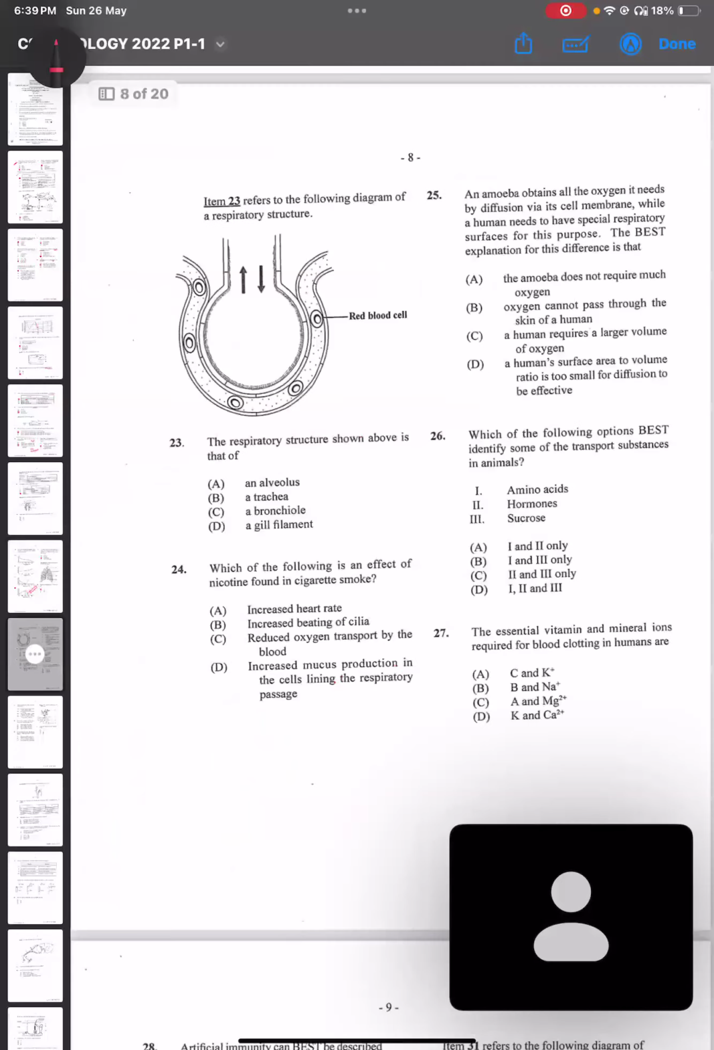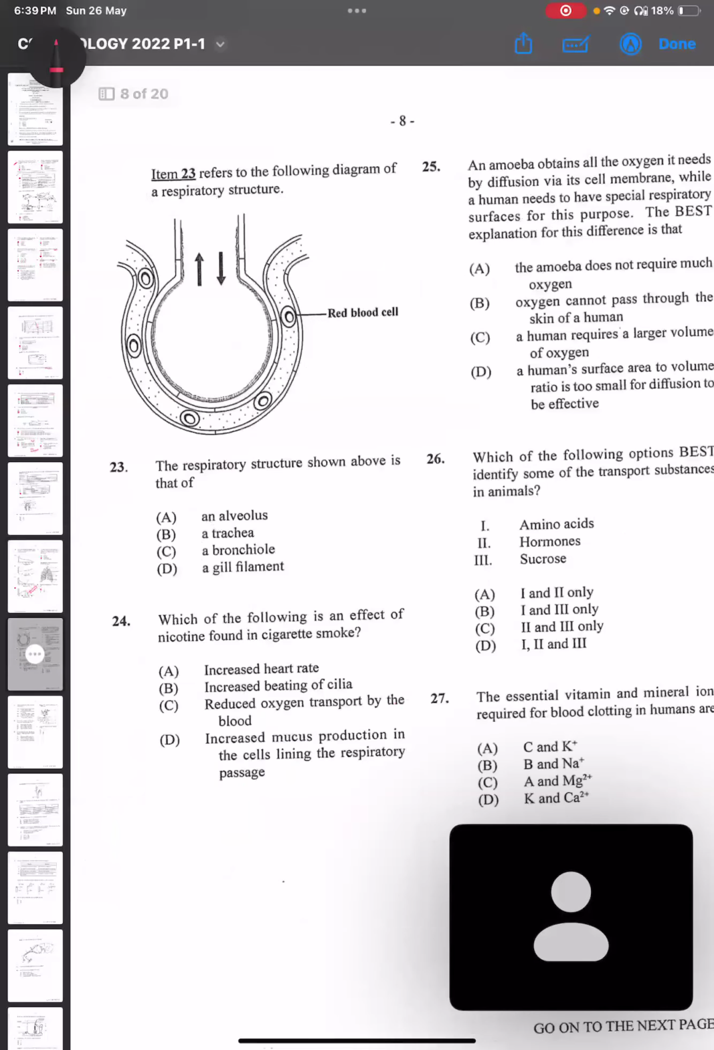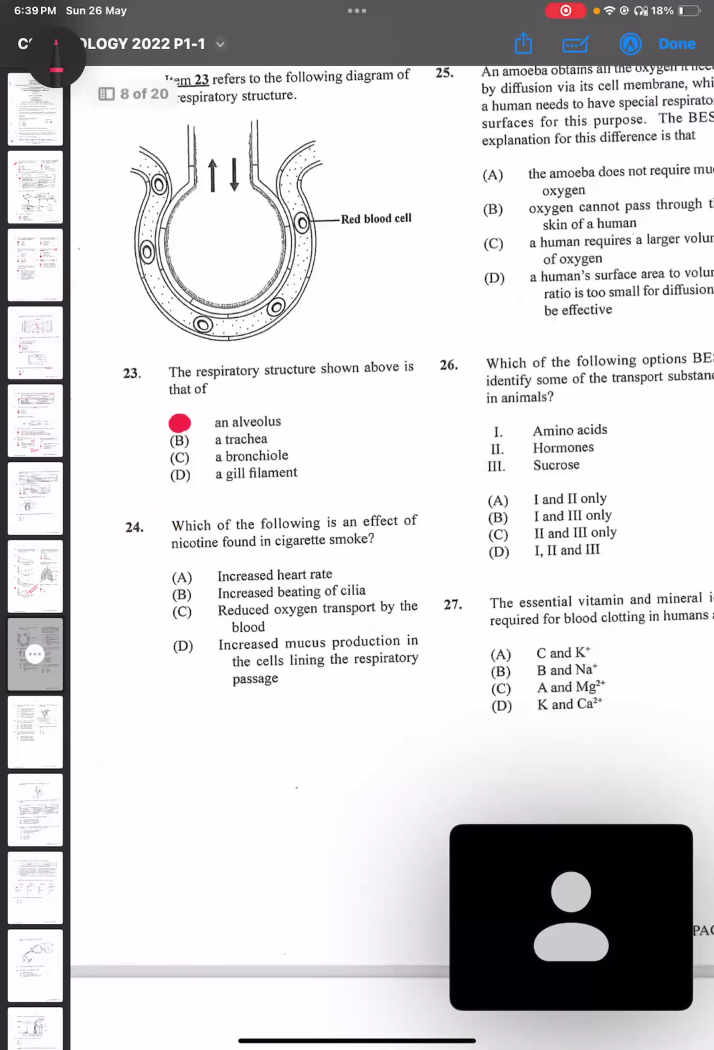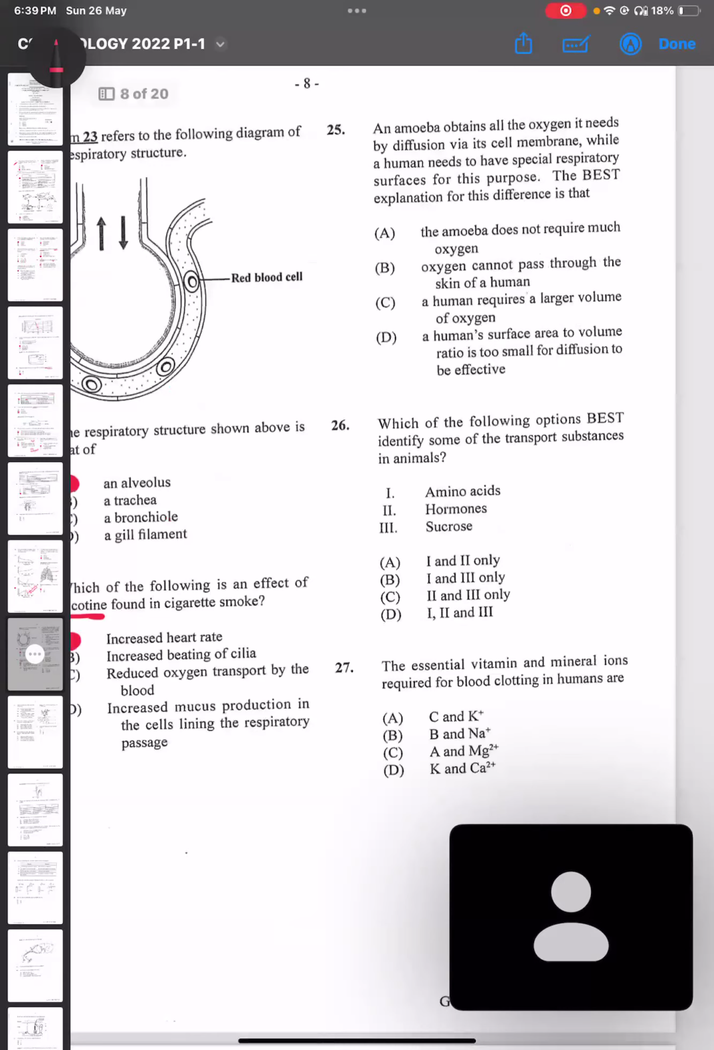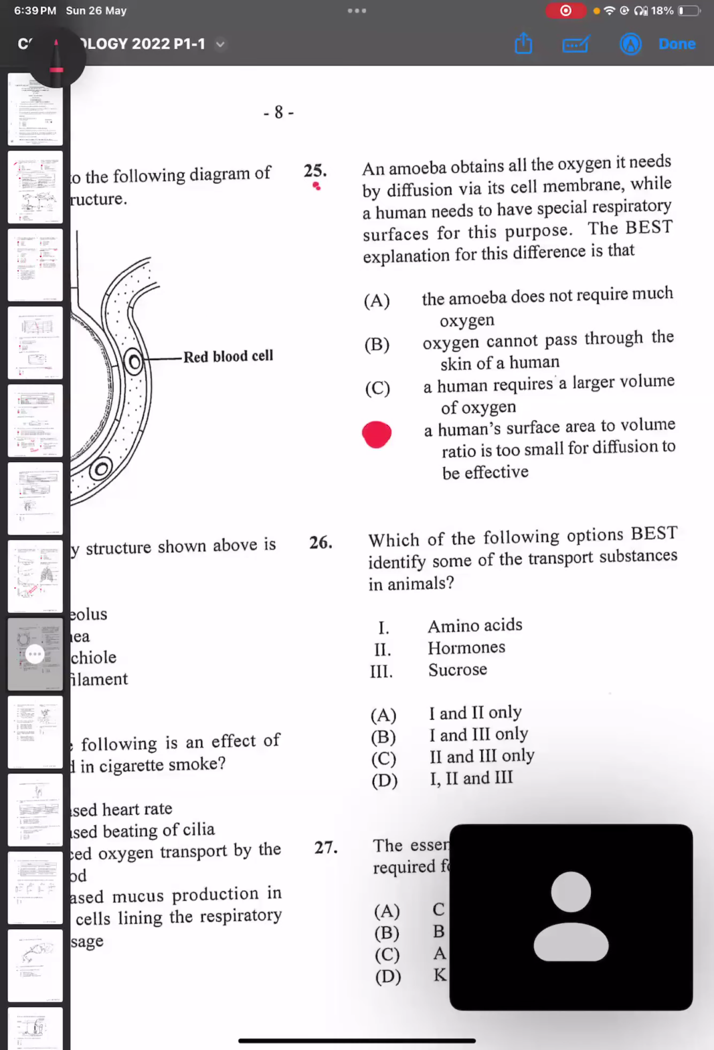23 is a new question. So it says, the respiratory structure shown above is that of the... Alveolus. We know question 24, nothing has changed. It's asking about nicotine. We know that that increased heart rate. We know question 25, it is D. The surface area to volume ratio is too small for diffusion.